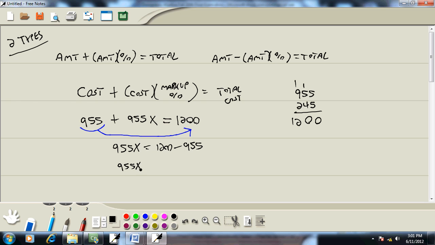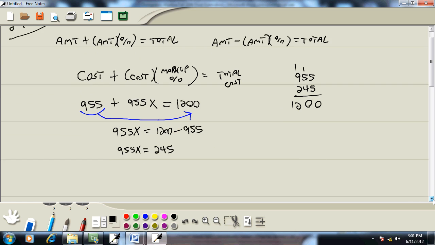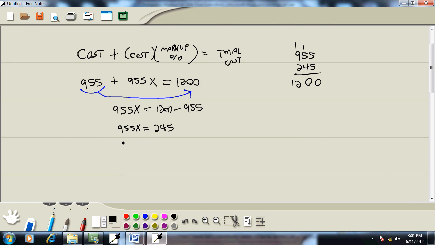At any step, combine together numbers. That gives us 245 when we subtract them. Last step is to divide both sides by the number in front of your x. So we're going to divide both sides by 955. Those 955s cancel. And I got 245. I'm dividing that by 955.